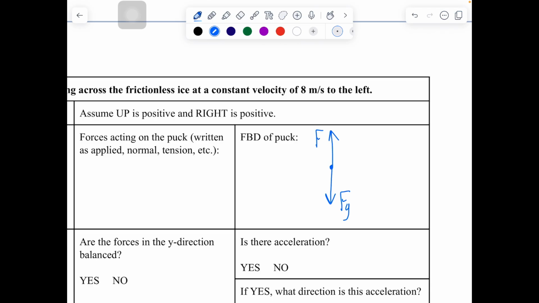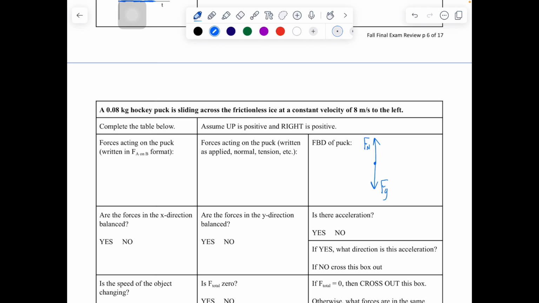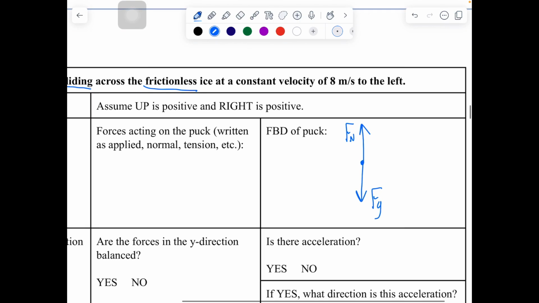Lots of the time, we will have a normal force as well, as long as you're on a surface. It is sliding at a constant velocity. It is not being pushed, it is just sliding. There's no friction. It is a frictionless surface. There's no applied force. No one is pushing it. There's no tension because there's no rope or string attached. So it is just normal and gravity.